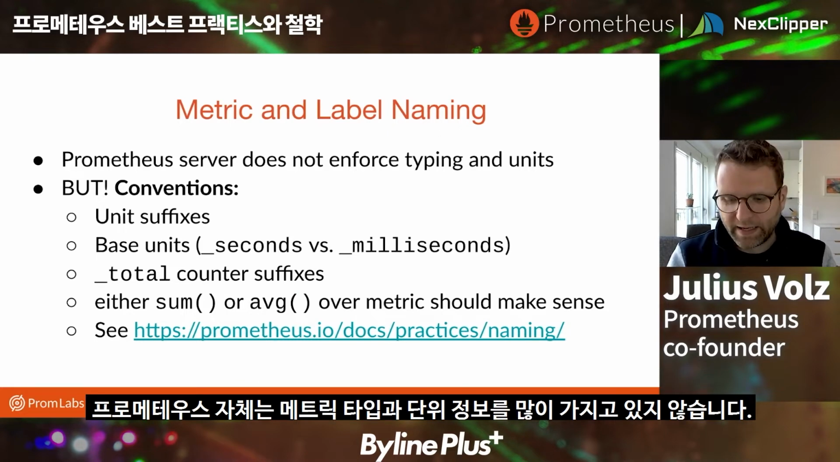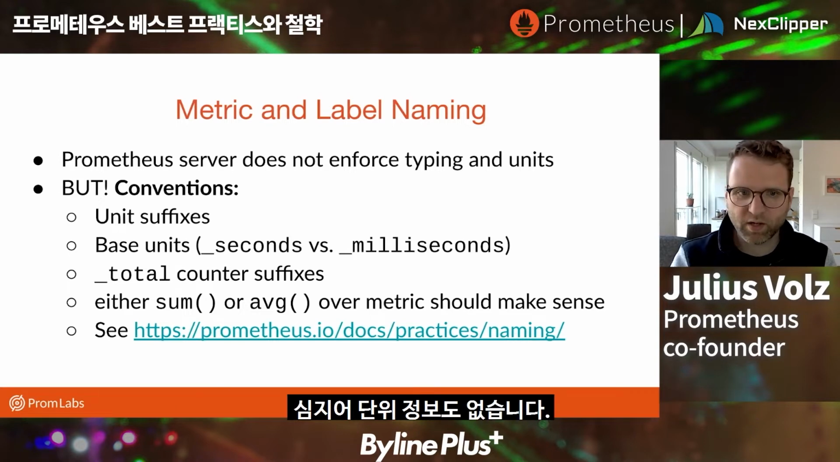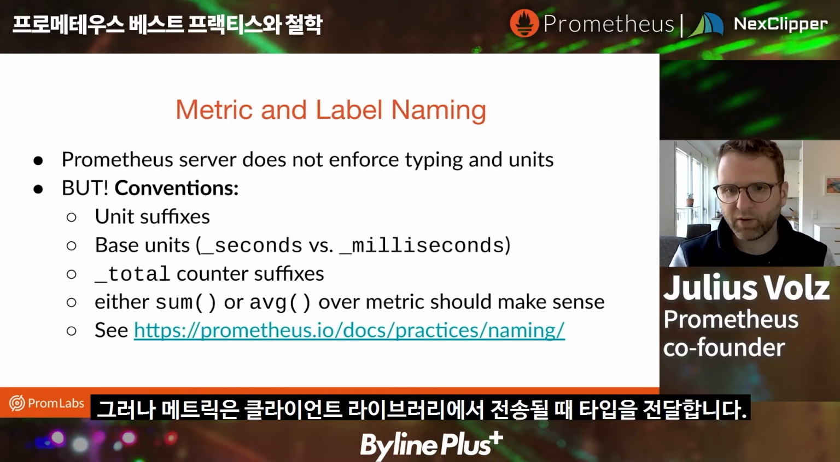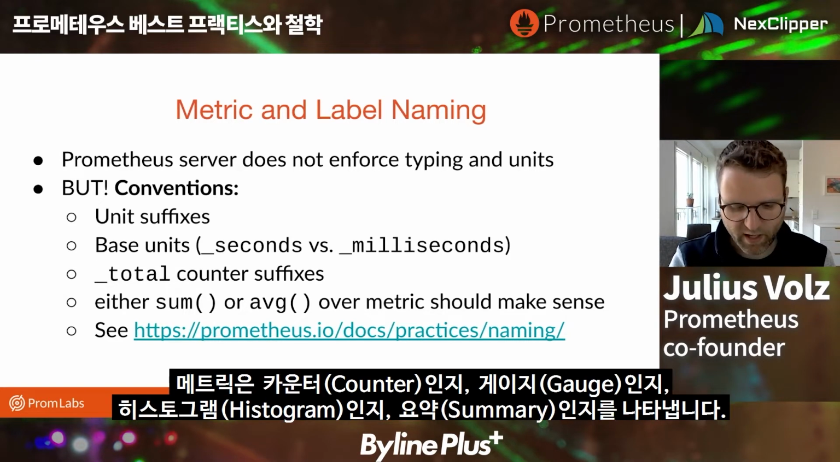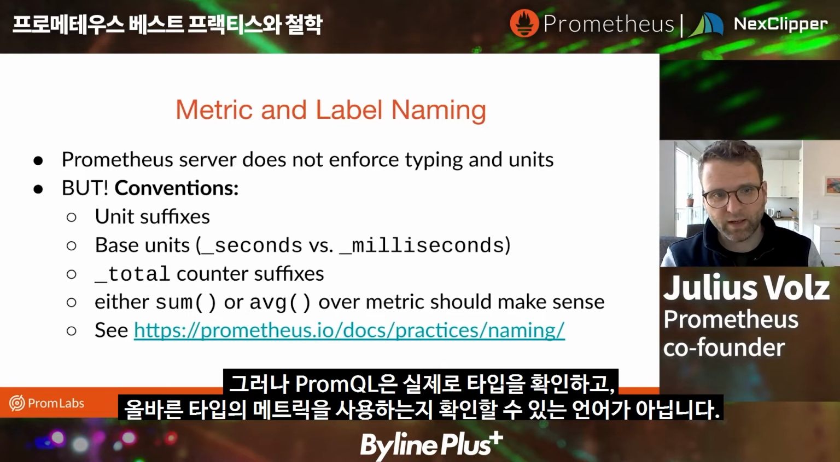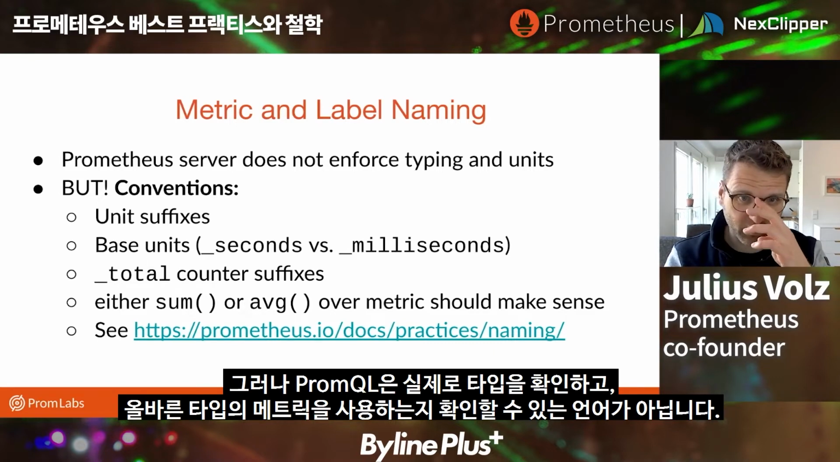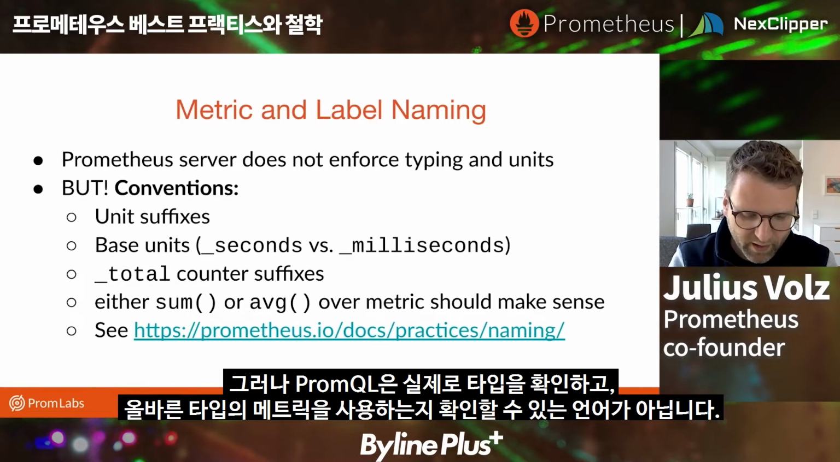So Prometheus itself doesn't do that much with the metric type and unit information. There is no unit information yet even, but metrics do kind of have a type on the wire when they're sent from the client library. So the metrics say whether they're a counter, a gauge, a histogram, or a summary. But then PromQL is not really a language that even can look at that type and make sure that you're using the metric with the right type.